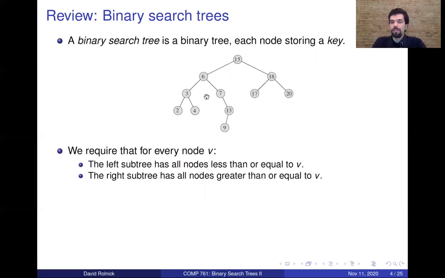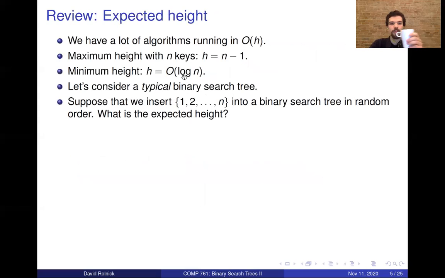And this is not balanced, so the binary search tree could be really skewed. It could be a path, or it could be completely balanced and have logarithmic depth. So we have a lot of algorithms that run in time big O of h, where h is the height of the tree. The maximum height is 1 fewer than the number of keys, and the minimum height is theta of log n.